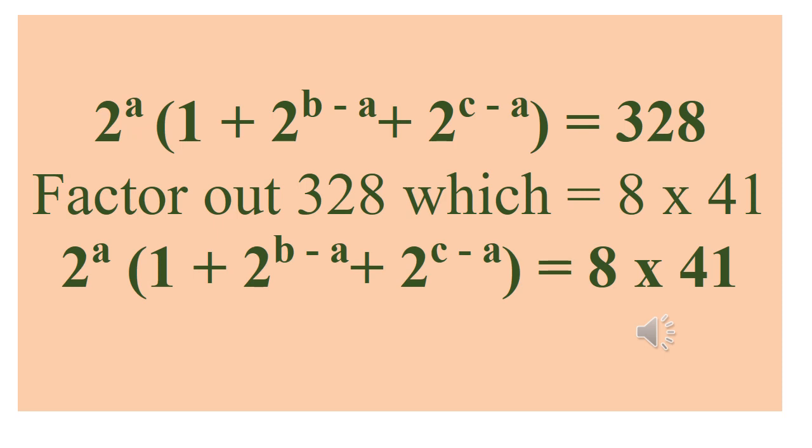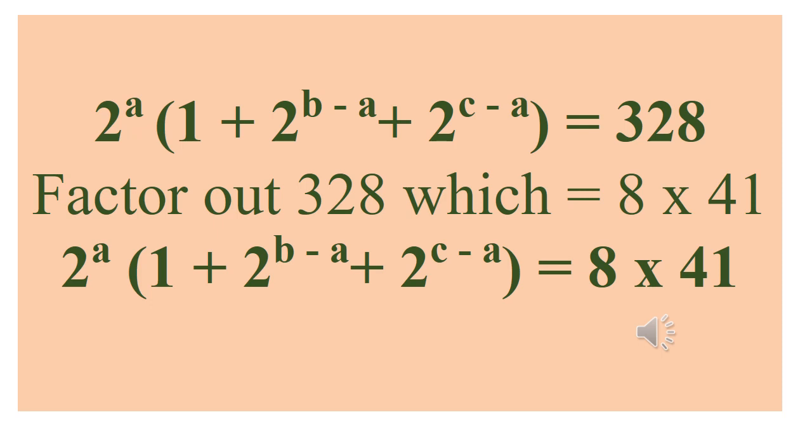So the next thing we have here is, as we have factored out 2^a, then we have 1 plus 2^b over 2^a. Then that 2^b over 2^a, if we use the law of indices, it means 2^b divided by 2^a. Since it's division and they have the same base, we take one of the bases, so we have 2^(b-a). That is, we change the division to minus because we are taking one of the bases.